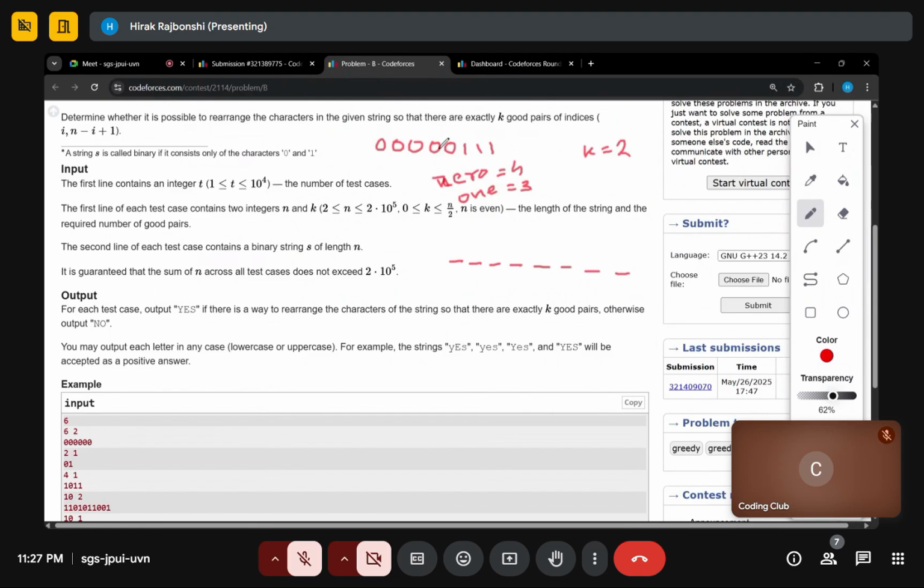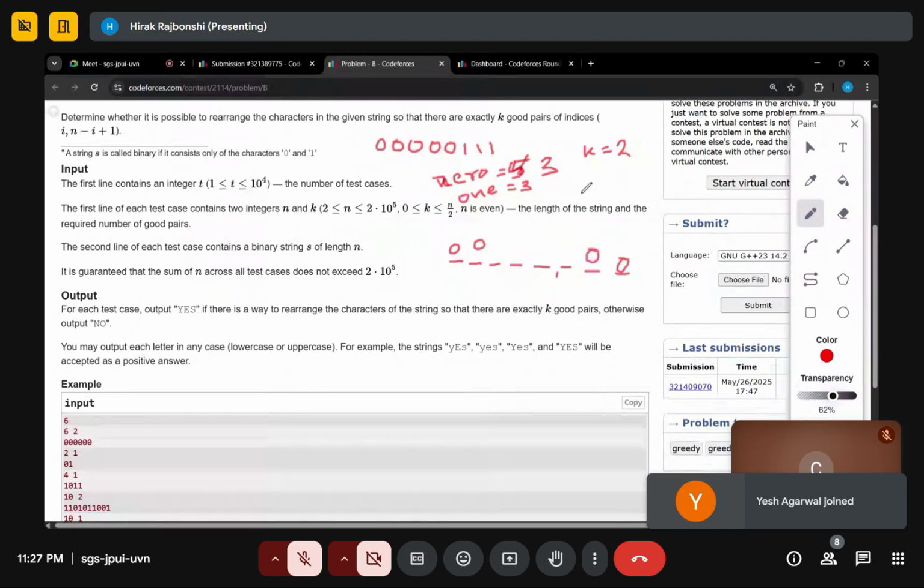Since the number of zeros is greater than the number of ones, we will first use two zeros, then this will become 3. Now since both are equal, we can use any one. Let's suppose I am again using 0. Now the value of k will be 0, right? So we'll come out of the loop.